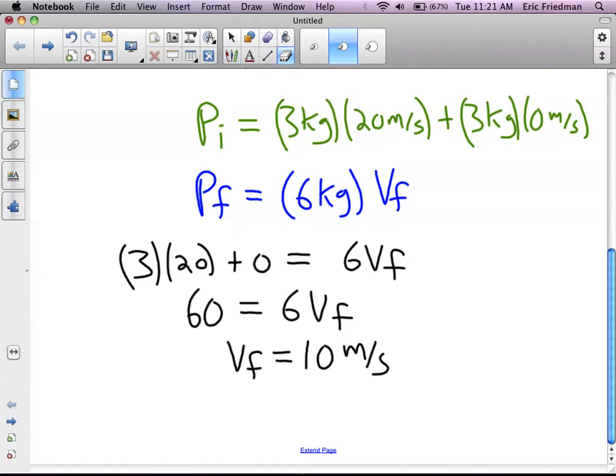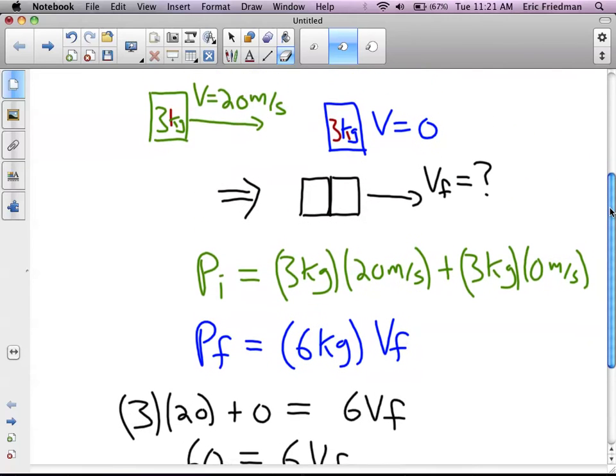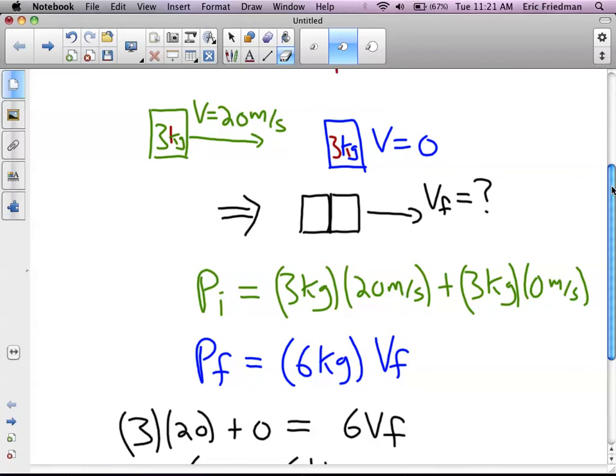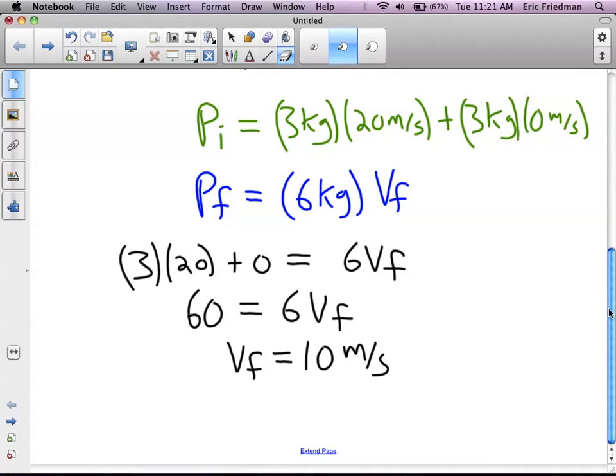Which intuitively that should make some sense. Let's go back up and look at what the problem is. I've got a 3 kilogram, oh, that erased it. I've got a 3 kilogram box, and it's colliding with another 3 kilogram box. And it should make sense that that 3 kilogram box and that 3 kilogram box are going to collide and split the speed in between them. If I start out with 20 meters per second right there, it seems like they're going to split the speed in between them, right? Well, let's move on and let's do another example.